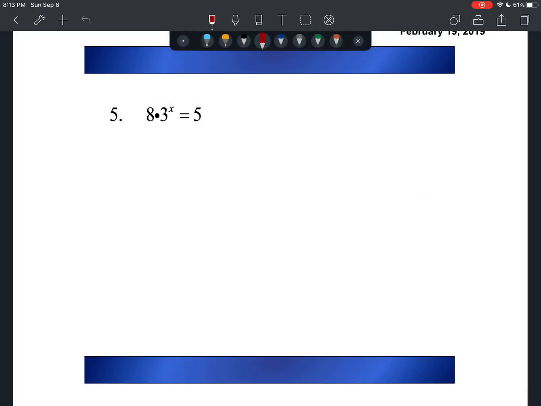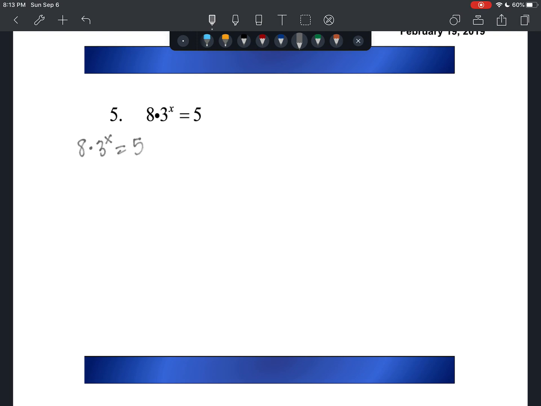Here we are solving some exponential equations that are a little bit more challenging. And what makes them more challenging is the algebraic manipulation that we're going to have to do to solve. So first we're going to take a look at this problem. 8 times 3 to the x equals 5.